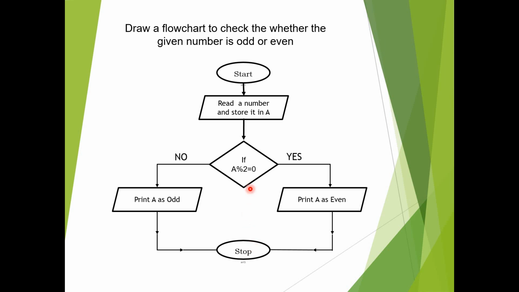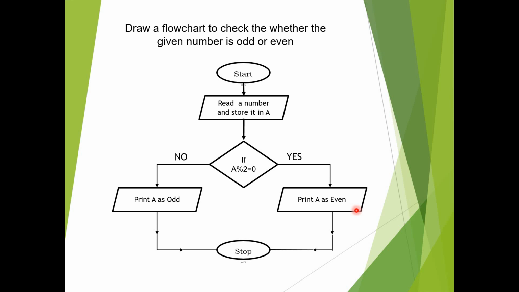6 divided by 2. Okay, 6 divided by 2. 2 3s are 6. It goes. Remainder is 0. Isn't it? So whether it is an odd number or even number, it is an even number because the remainder is 0.